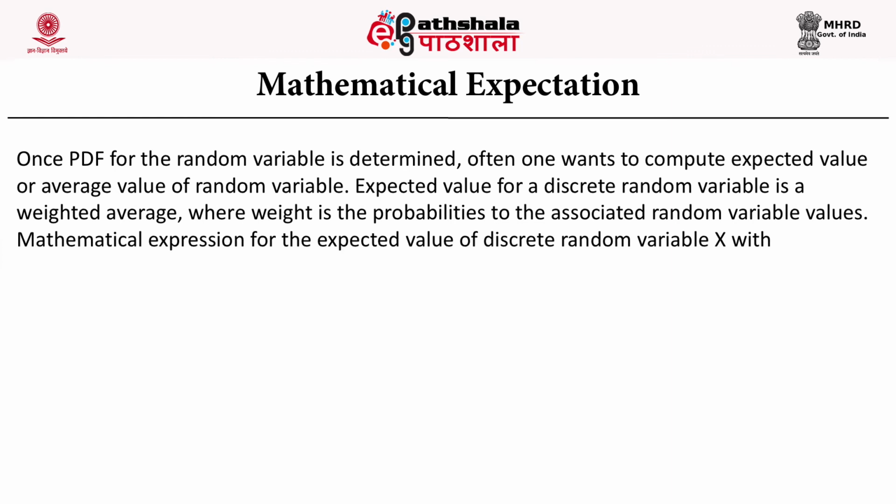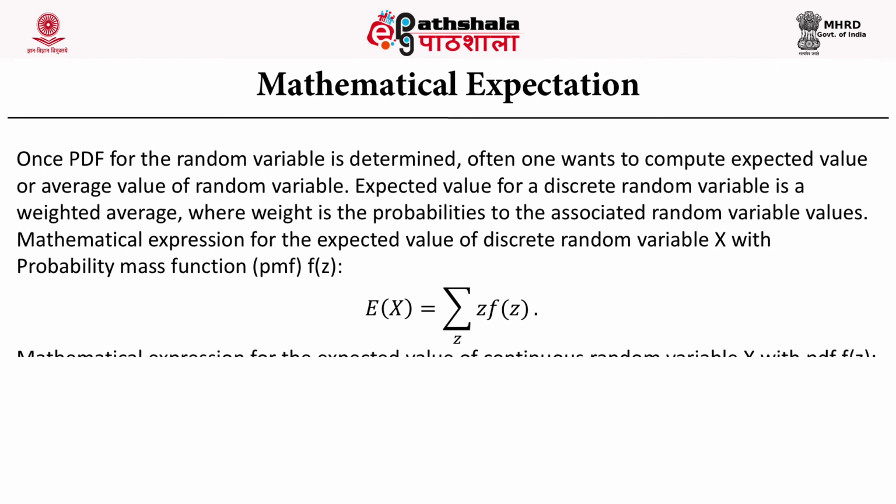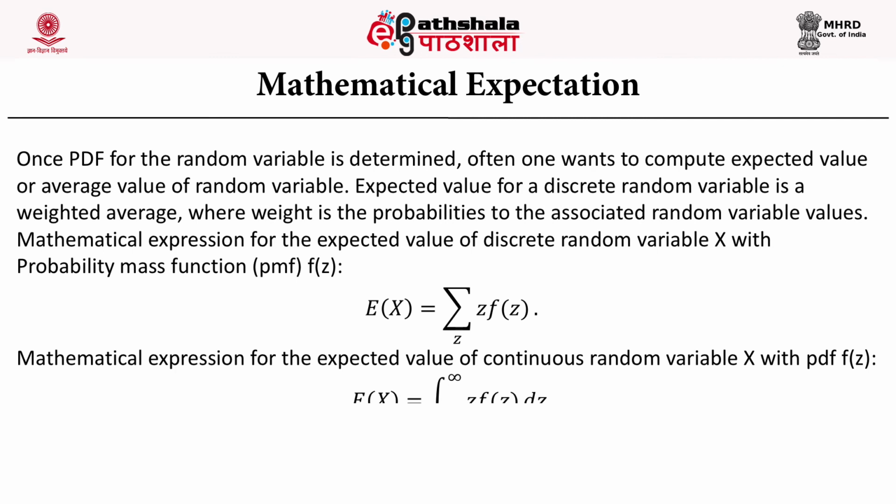Once the PDF for the random variable is determined, often one wants to compute the expected value, or average value, of the random variable. The expected value for a discrete random variable is a weighted average, where the weights are the probabilities associated with the random variable values. The mathematical expression for the expected value of a discrete random variable X with probability mass function f is the expectation of X, equal to the summation over z of z times f(z).